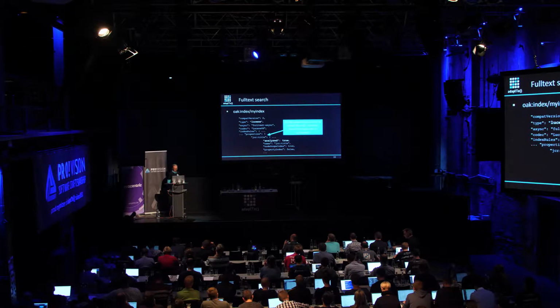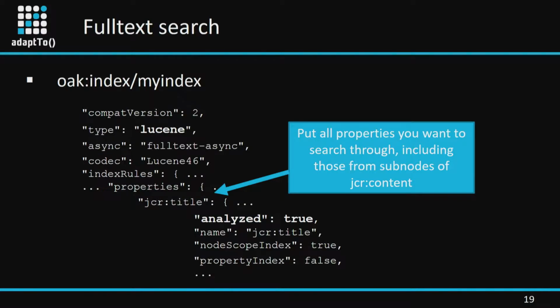Starting with full-text search. As you have seen before in my example, it's only set analyzed true for a property to be able to make a full-text query. That means think about that carefully. Put all properties you have that contain text you want to be searched for with a full-text query. Put all that with these settings into the index definition, including those properties that come from subnodes of jcr:content.